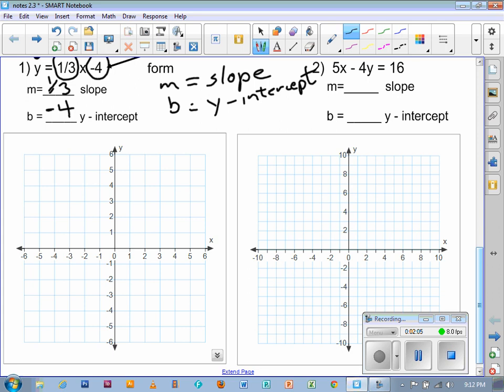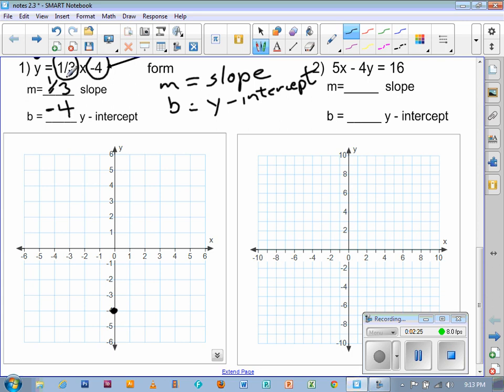Now we will ask you to graph these functions. So here's what you do first. You always start on your y-axis. Where is your y-intercept? As you can see, it's located at -4. That corresponds with our y-intercept. So I'll plot a point there. Don't go on the x, go on the y-axis.